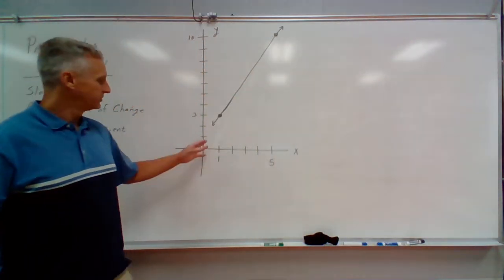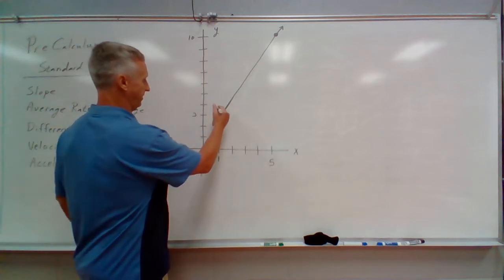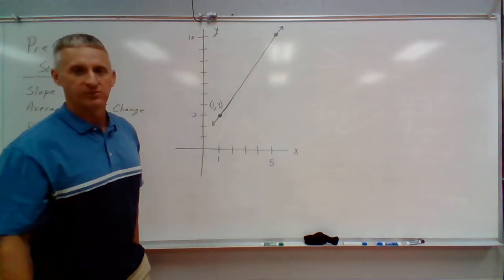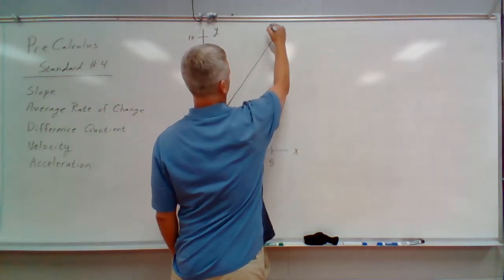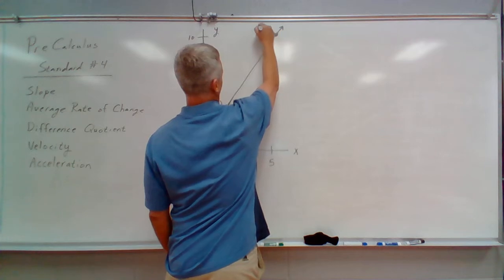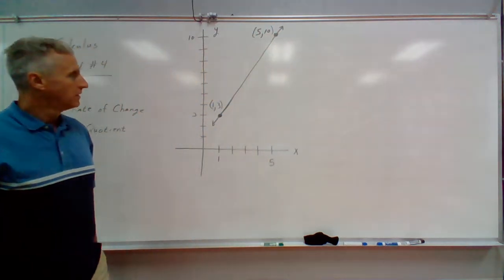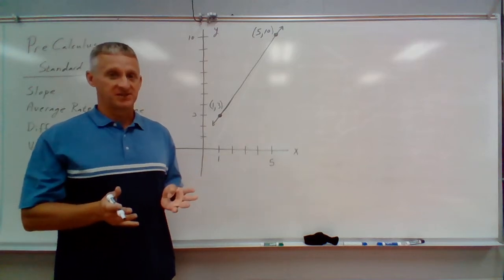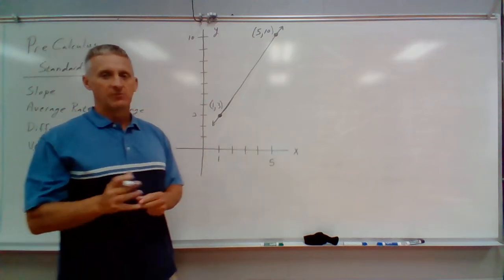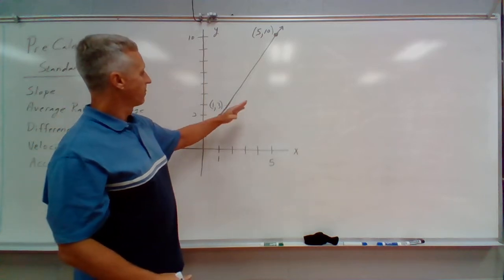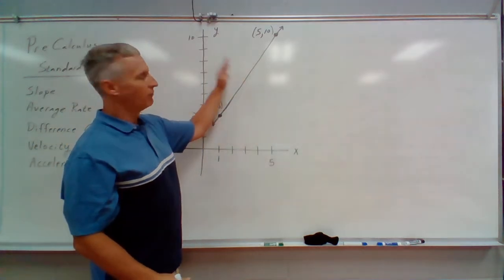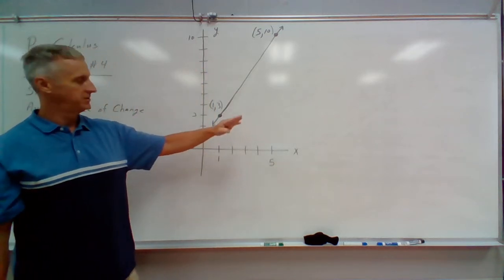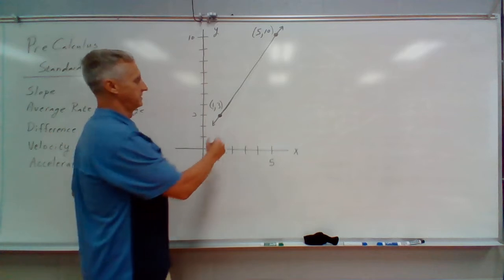draw it, and it goes through the points 1, 3, and it goes through the point 5, 10. All right, so the slope of a line is just a measure of its steepness, how steep the line is. And we're going to define slope to be the change in the y value, or the vertical value, divided by the change in the horizontal value, or the x.